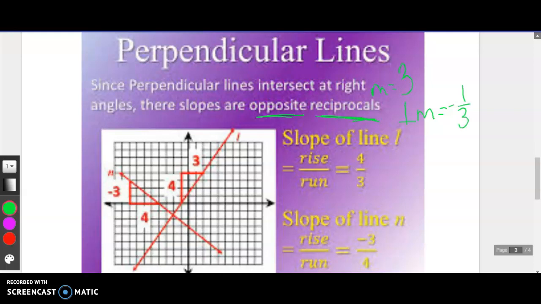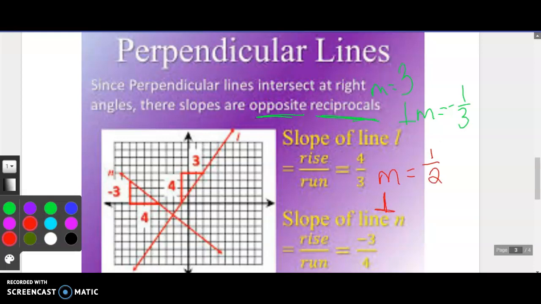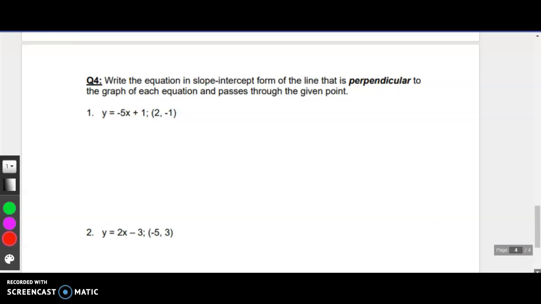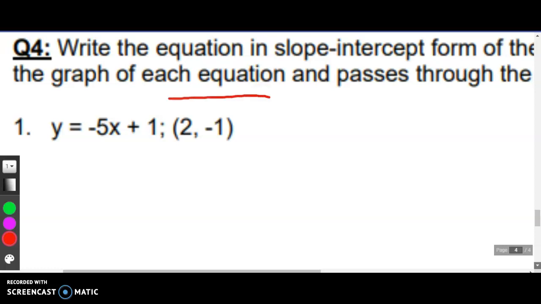If we have a slope of half, the perpendicular slope is negative 2, or negative 2 over 1. Same thing. The opposite reciprocal is your perpendicular slope. So if you want to write an equation of any line that is perpendicular to this line and passes through this point, the first thing you're going to do, just like parallel, is we're going to first steal the slope. So if this slope is negative 5, then the perpendicular slope is positive 1/5. And it also passes through the point 2, negative 1.